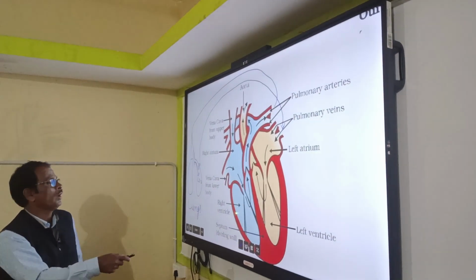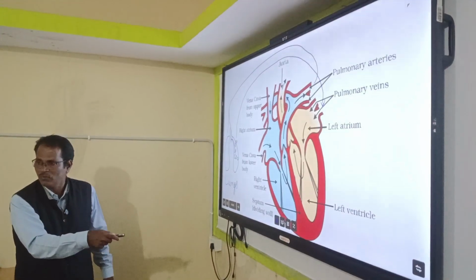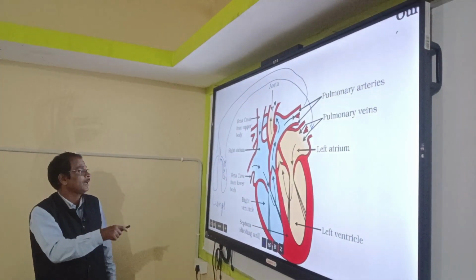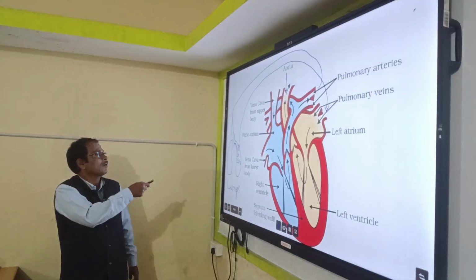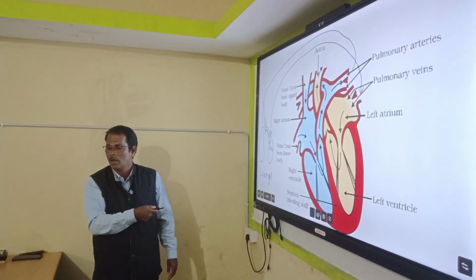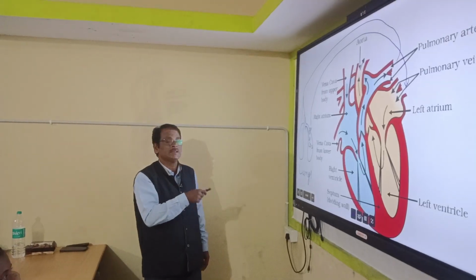The blood which is going from the right ventricle to the lungs is called double circulation, also called pulmonary purification, or purification of the blood in the lungs.